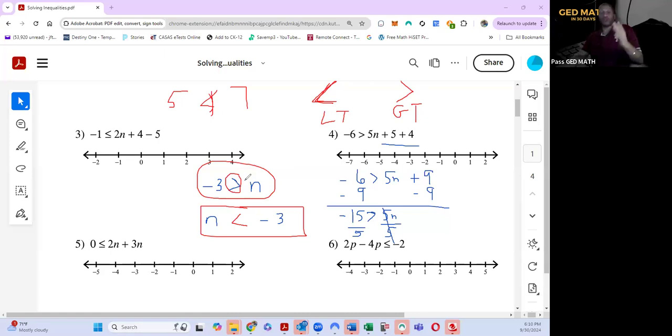But that's okay. So there are two reasons why you switch that inequality. When you're trying to isolate the variable, if you have to multiply or divide by a negative, that switches the inequality. Or if the variable is on the right side. I can almost guarantee that when they give you that explicit problem on the GED, you're probably going to have to do both.